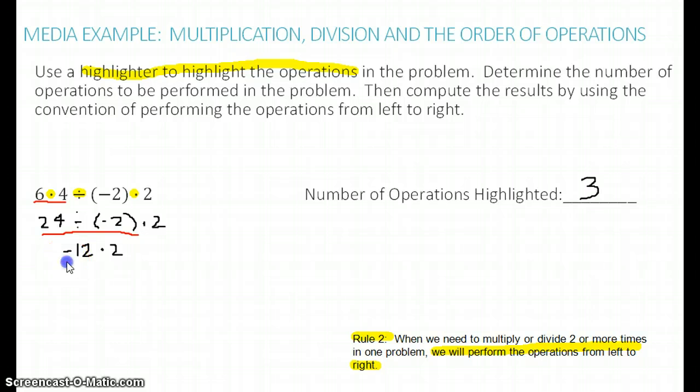And now we have our last operation, multiplication between -12 and 2. And 12 times 2 is 24. Since one of the numbers is negative, that means our result is negative. And this is our final answer. And notice there's 1, 2, 3 red underlines showing that we did 3 operations. Let's look at another one.